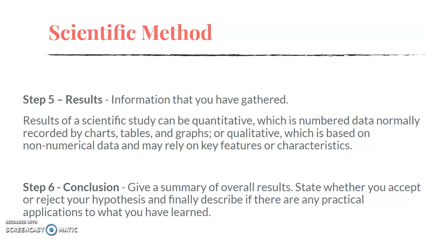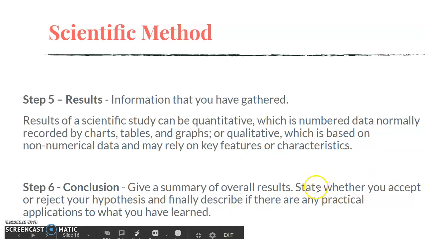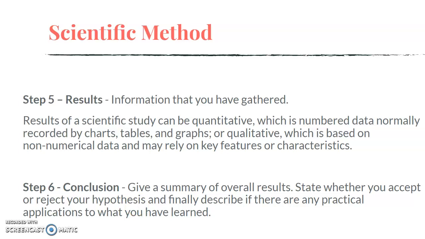After you have looked at all your results, you reach your conclusion, which is step 6. This is basically the summary of your results, and you state whether you accept or reject your hypothesis. If your guess in step 3 was the same as your result, then you accept the hypothesis. If it was not the same, you go ahead and reject it. And in the end of your experiment, you tell us about all the practical applications of your experiment. How can we use it in everyday life?